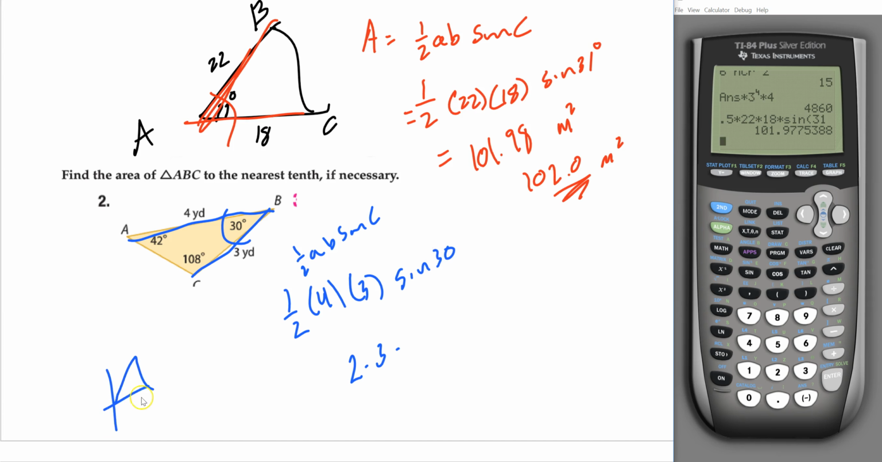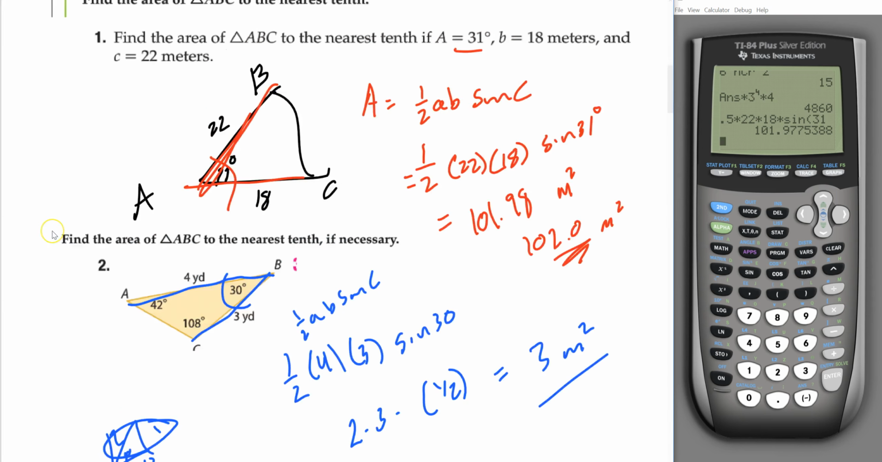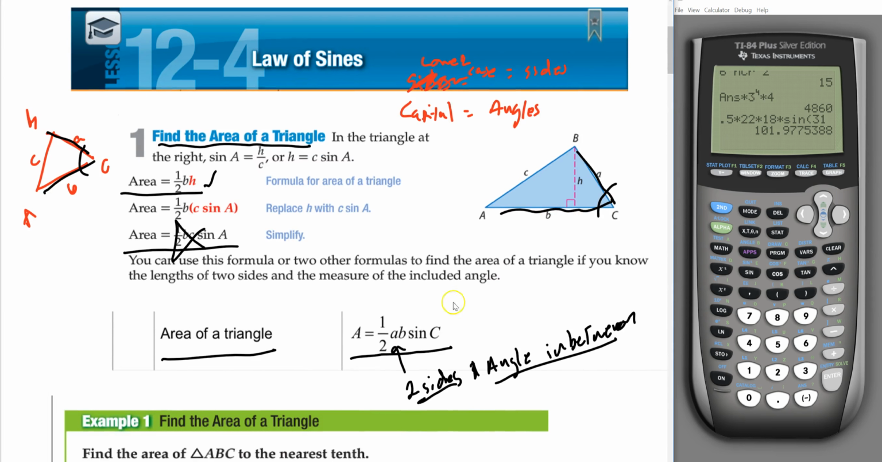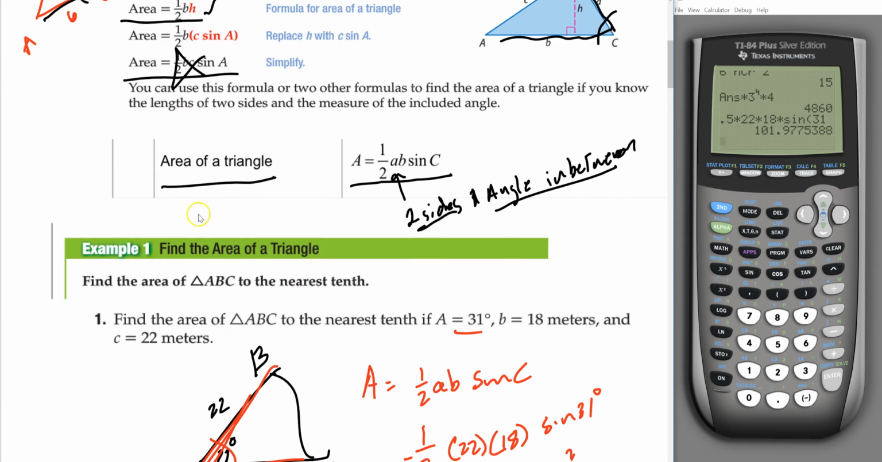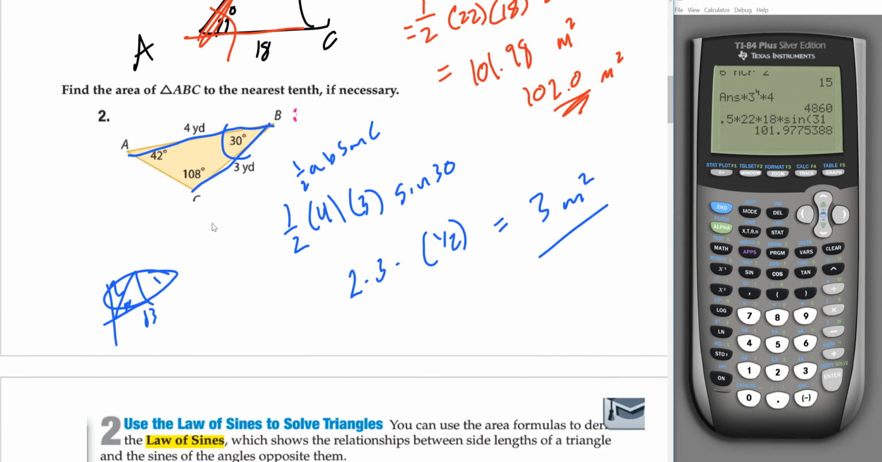We know a 30-degree triangle, sine is 1/2, if you haven't memorized that by now. So I just get 3 meters squared. You can also put it in your calculator if you want. So that's the area of a triangle. The key thing to keep in mind is it's any two sides and the angle between. That's how I find the area of a triangle. And don't forget, this one still works, you just need a height. You're not getting the height much anymore.